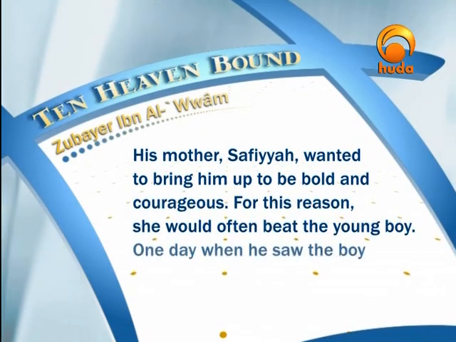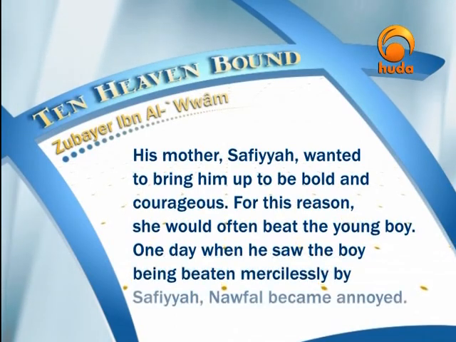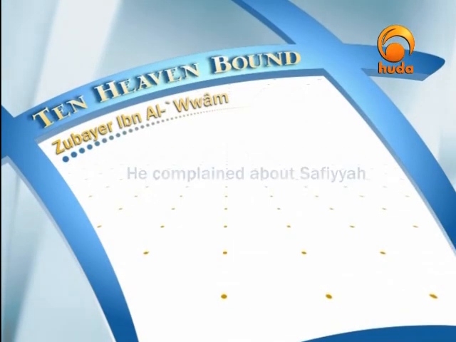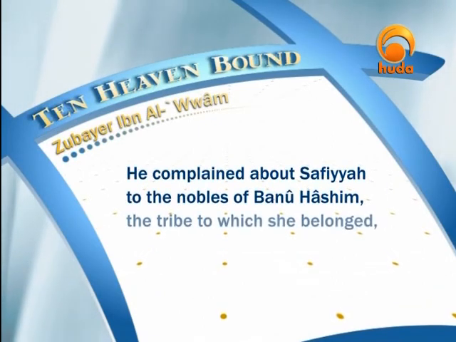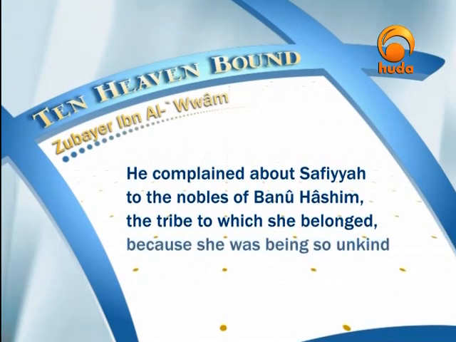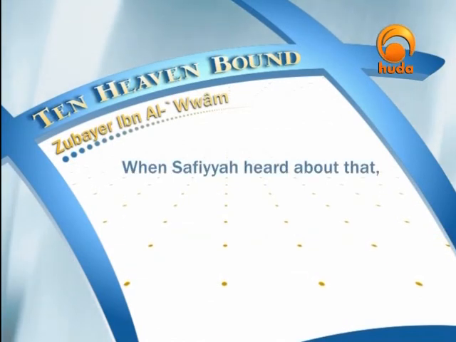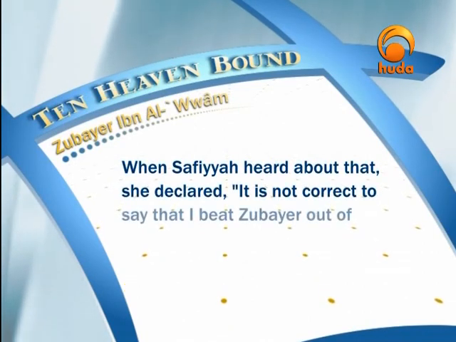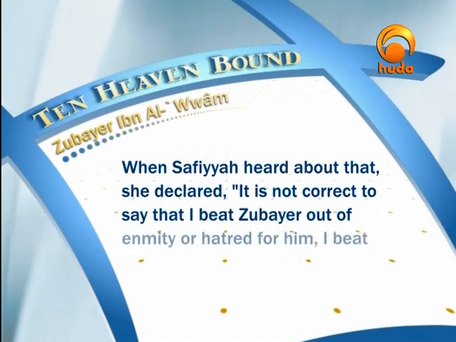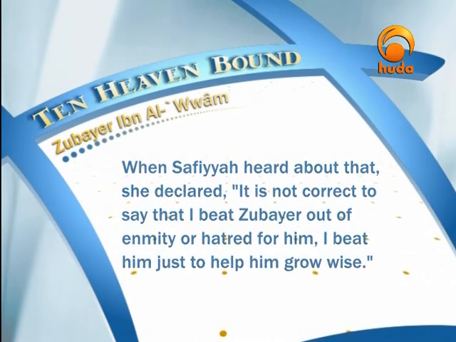One day, when he saw the boy being beaten mercilessly by Sophia, Nawfal became annoyed. He complained about Sophia to the nobles of Banu Hashim, the tribe to which she belonged, because she was being so unkind to the boy. When Sophia heard about that, she declared, "It is not correct to say that I beat Zubair out of enmity or hatred for him. I beat him just to help him grow wise."